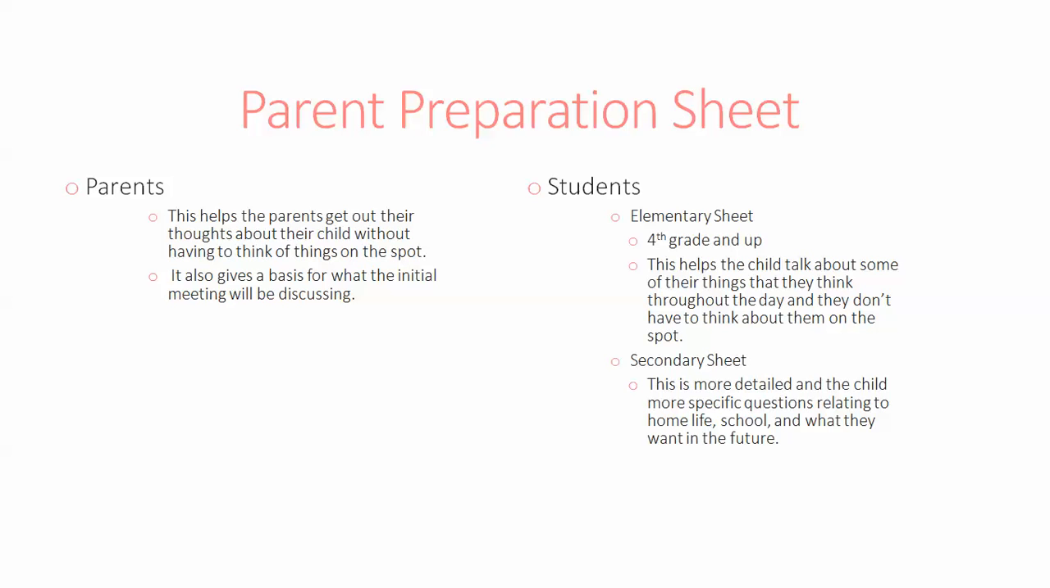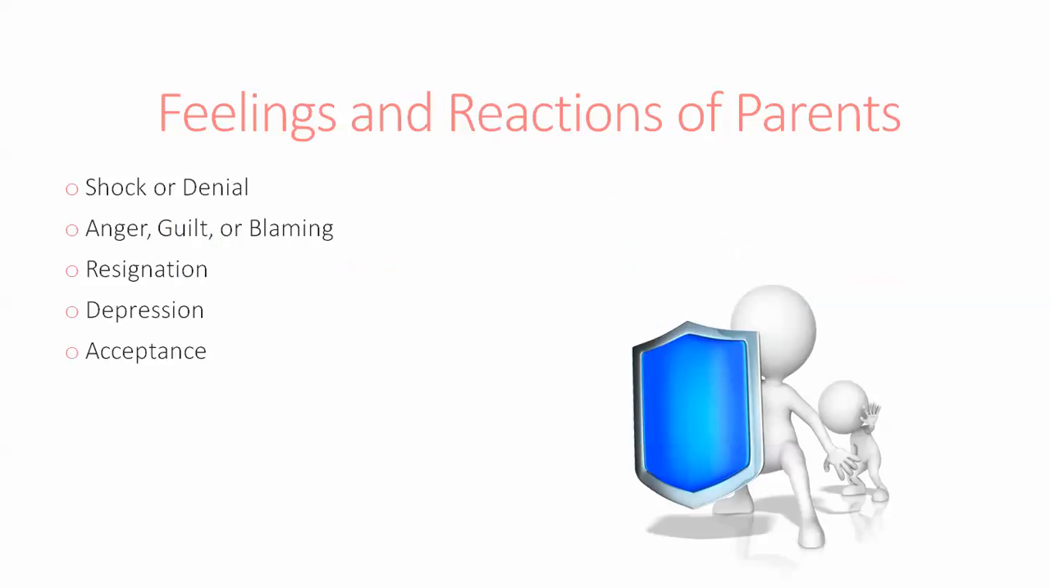The student participation sheet has two levels. There's an elementary and secondary. The elementary is for those students who are in 4th grade and up. This also gives the students a chance to brainstorm some ideas that they could talk about during the first meeting. The secondary sheet is more detailed and is asking the students to think about what they want in the future, and the questions are more relatable to their current life.